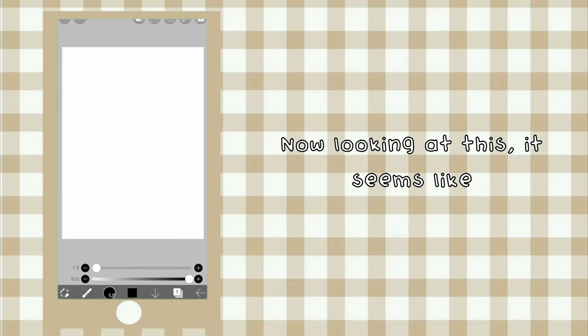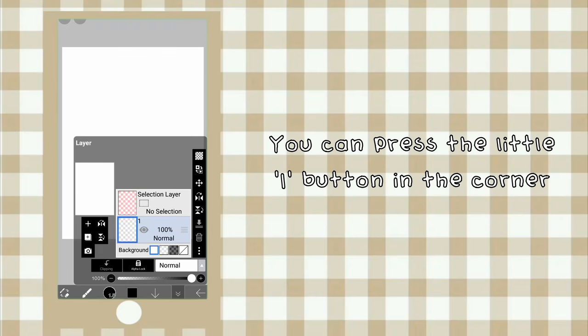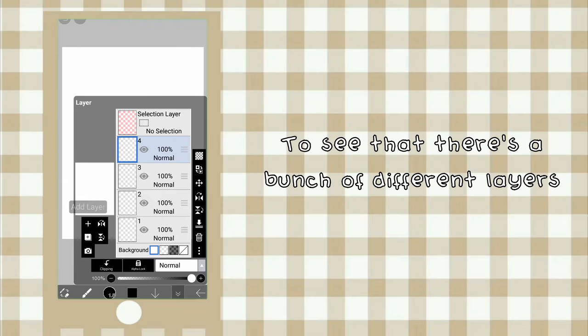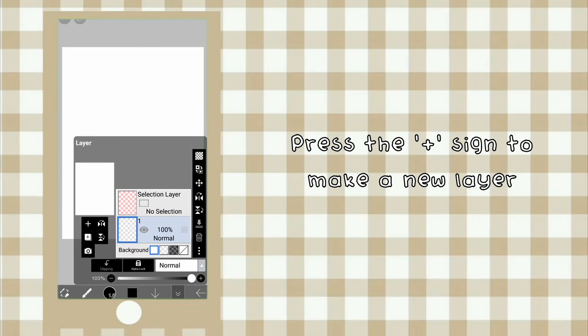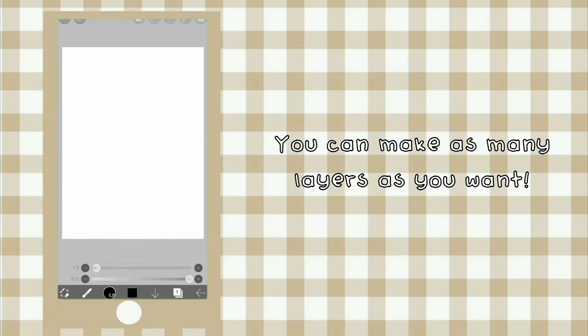Now looking at this, it seems like there's a lot of buttons. You can press the little 1 button in the corner to see that there's a bunch of different layers that you can make. Press the plus sign to make a new layer. You can make as many layers as you want.